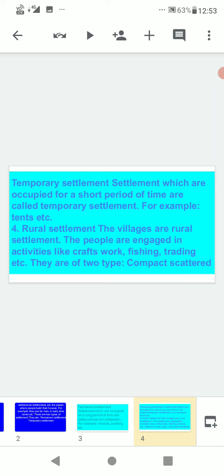A compact settlement is a closely built area of dwellings, close to each other, wherever flat land is available. In scattered settlement, dwellings are spaced over an extensive area.